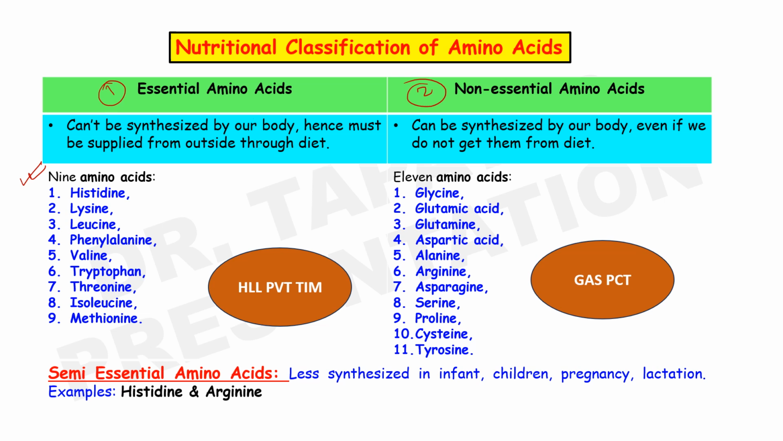You can remember it in a shortcut way as HLL private team, HLL PVT TIM. And for the non-essential amino acids, remember GAS PCT. And another category is also there, known as semi-essential amino acids. In that case, they are synthesized less in infants, children, and pregnant women during lactation also. Examples are histidine and arginine.